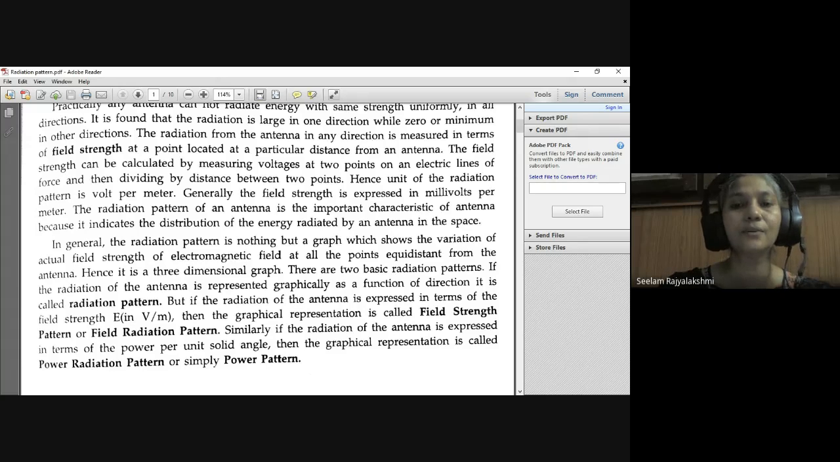So we have two basic radiation patterns. If the radiation of the antenna is represented graphically as a function of direction, it is called radiation pattern. If the radiation of the antenna is expressed in terms of field strength E in volts per meter, then the graphical representation is called field strength pattern or field radiation pattern. And second, if the radiation is expressed in terms of power per unit solid angle, then the graphical representation is called power radiation pattern or simply power pattern. Radiation pattern is a 3D graphical representation of the field strength.